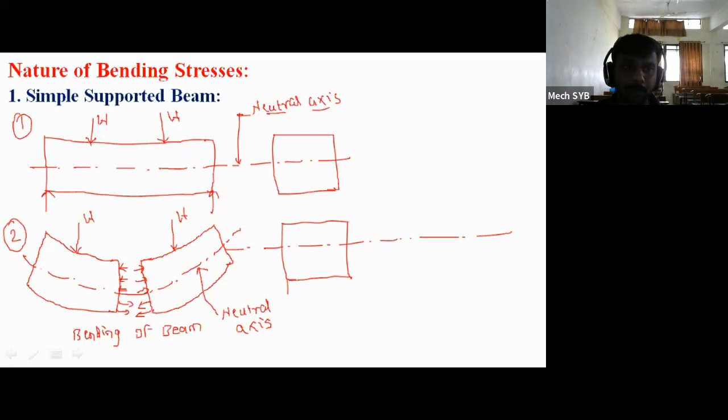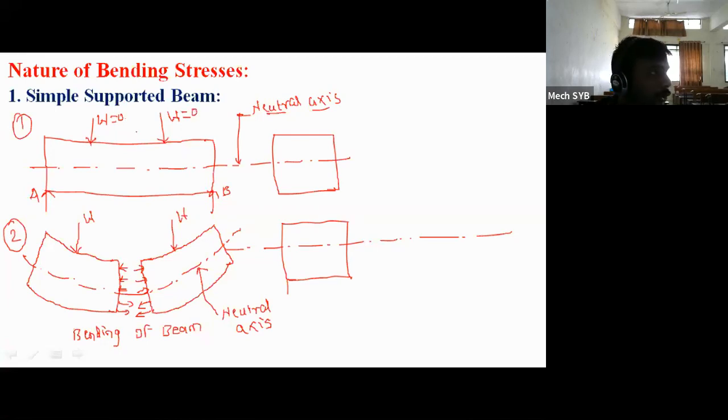So the first beam we have selected is a simply supported beam. So if you see figure number 1, what does this particular figure indicate? The beam is supported at point A and at point B. Okay, so initially the beam is perfectly straight, meaning no load is applied on the beam. So what if this particular W is there? This W is equal to 0.